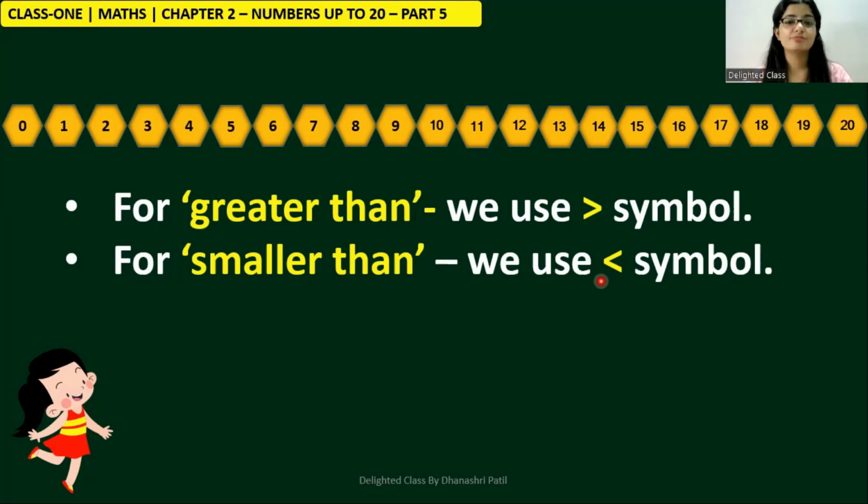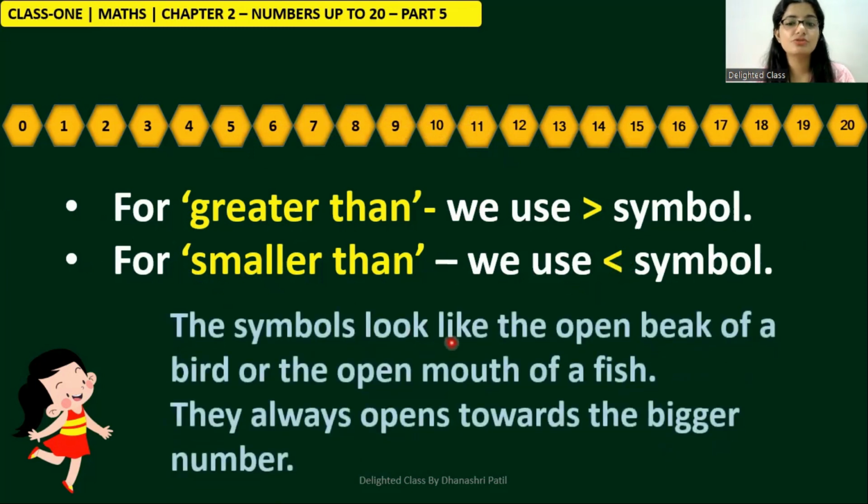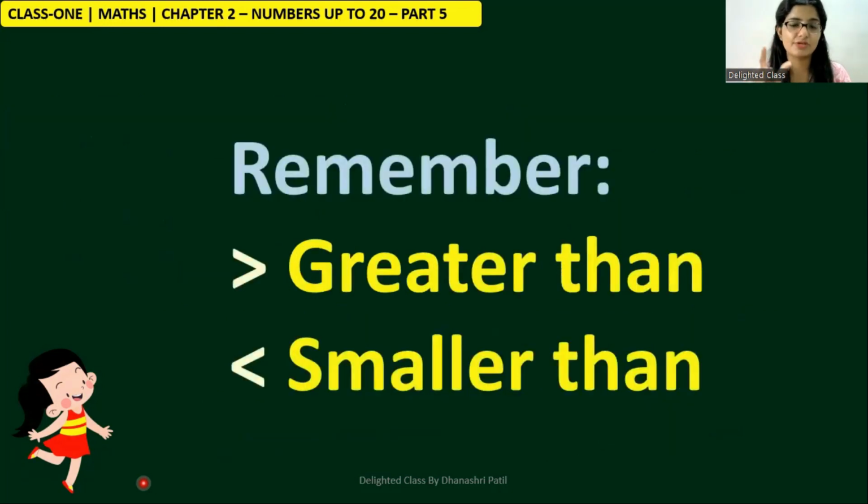Okay? So अगर मुझे बोलना है पहले वाला नंबर दूसरे से बड़ा है, for example 10 is greater than 5, तो मैं ये symbol put करूंगी. If the numbers are 10 and 20, so I will say 10 is smaller than 20. Okay? And now the symbols look like the open beak of a bird or the open mouth of a fish. They always open towards the bigger number. I told you just now, right? Remember these signs. Okay, this is very important.